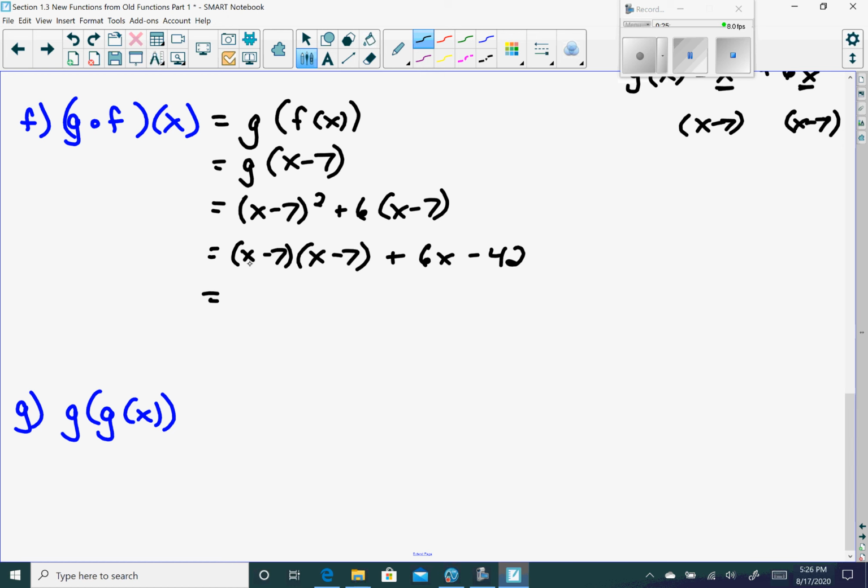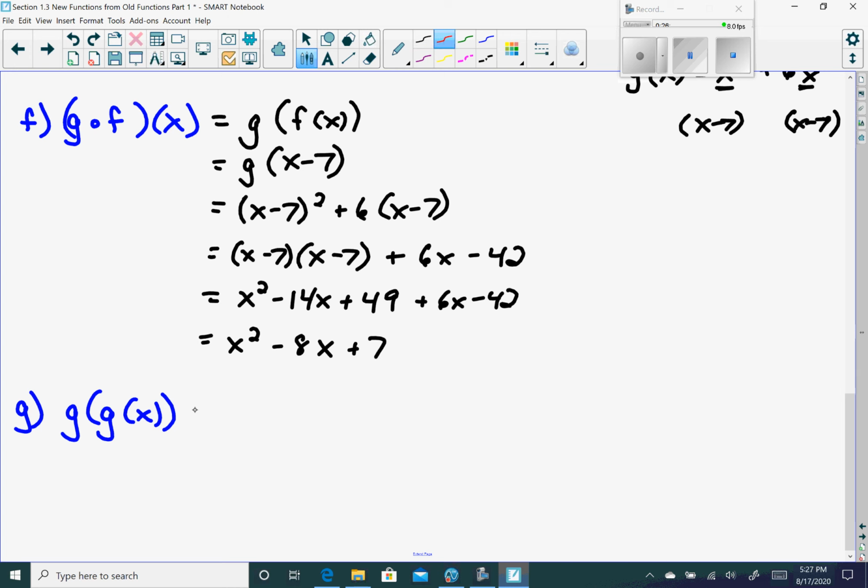I'm going to do. x times x is x squared. Outside and inside both give me a minus 7x, so I'll get a minus 14x and then plus a 49. And then plus 6x minus 42. Combining my like terms, I'll get an x squared. Negative 14x plus 6x will give me a minus 8x. 49 minus 42 will give me a 7.